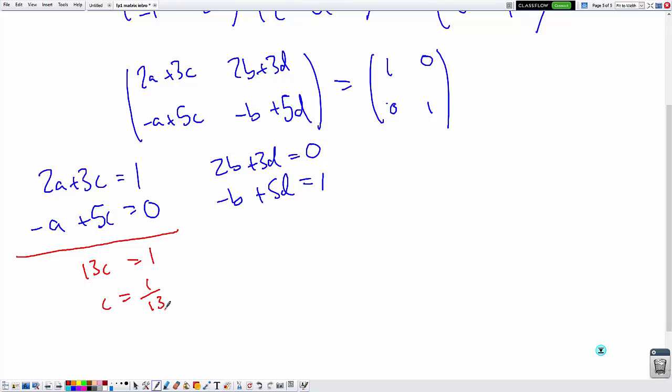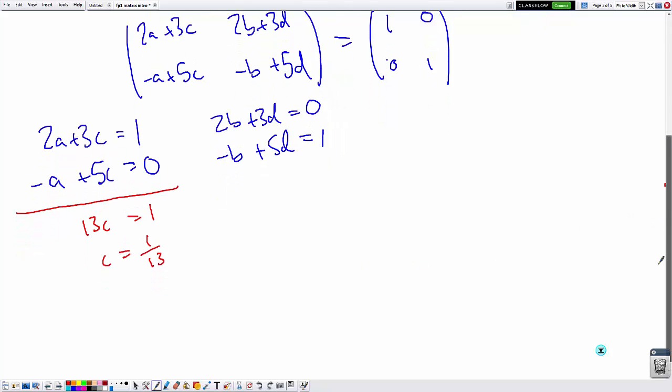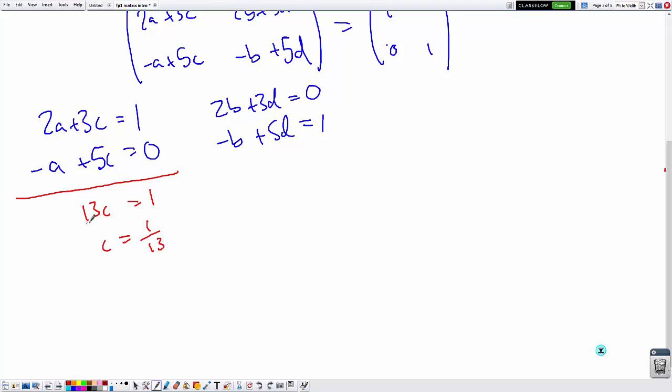And now let's just work out what a is. So let's plug this into one of these. By the way, just because I got fractions doesn't mean it's wrong. Of course, don't use decimals here. You don't want to do 1 over 13 as a decimal. It makes life a lot more difficult. So this rearranges to give me a is equal to 5c. c is equal to 1 over 13. So a is equal to 5 over 13.